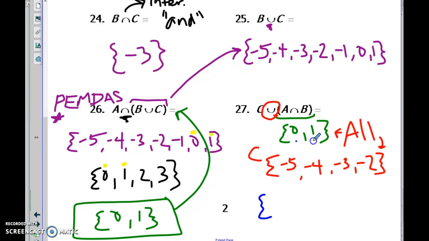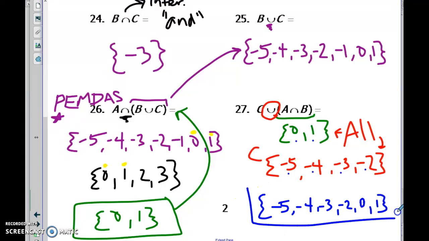And I want six elements because they're all different. I'm going to start with the lowest one: -5, -4, -3, -2, 0, and 1. Again, this little U symbol means take everything that's in C as well as everything that's in this set, which we found in number 22 was 0 and 1. So we want all the elements here as well as all the elements here, and that is going to be this set right here.